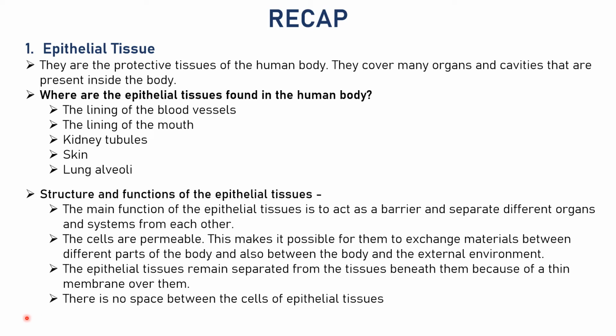Here I want to tell you something which is new to all of you, right? The main function of epithelial tissue is to act as a barrier and separate different organs, right? The cells are permeable, that means there can be exchange of gases and different materials through them, right? Epithelial tissue remains separated from the tissue beneath it because of a thin membrane over it. Now this thin membrane is nothing but a collagen membrane, okay? And there is no space between the cells of the epithelial tissue.